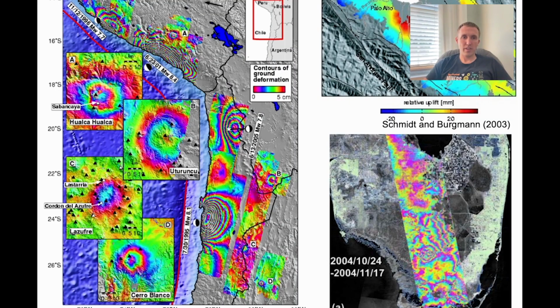Okay, so here is just a bunch of examples now of different interferograms and what they look like. This is a compilation of multiple earthquakes from South America. You can see lots of different earthquakes in these images. Some of them are very large, have lots and lots of phase changes. Some of them are relatively small. Maybe here we have hardly any phase change at all.